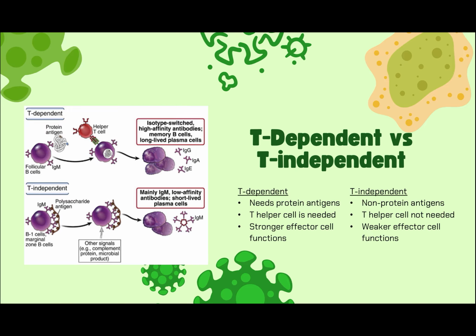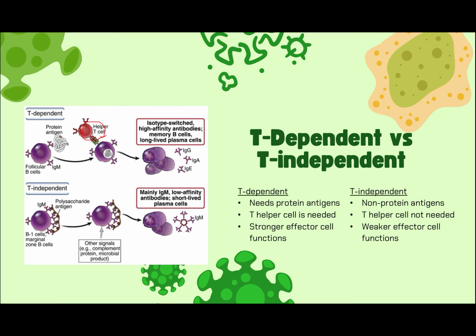Now, there's two different types of antibody responses. You have T-dependent and T-independent. Now, T-dependent is when the B cell recognizes a protein antigen, and in order for it to do that, it needs a T helper cell. And usually, this makes stronger effector cell functions, like memory B cells, isotype switched antibodies, stuff like that.